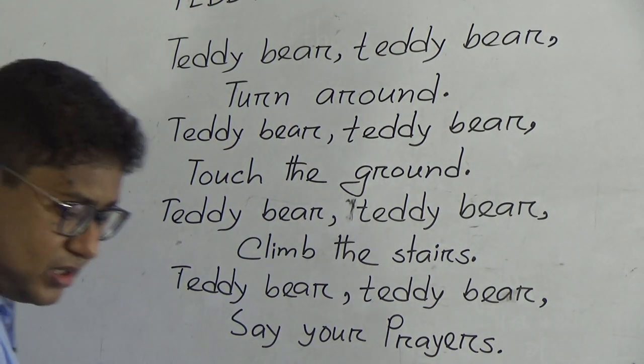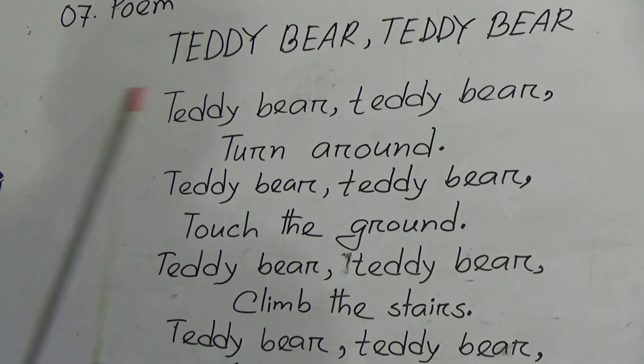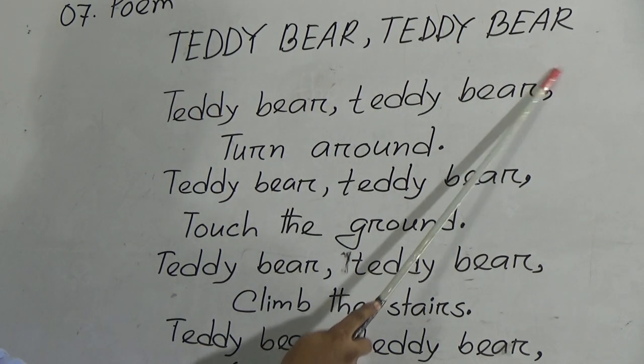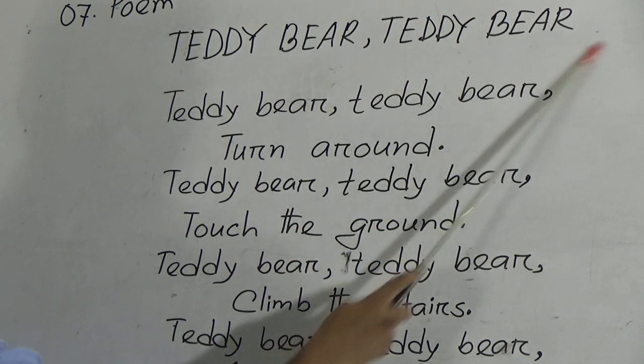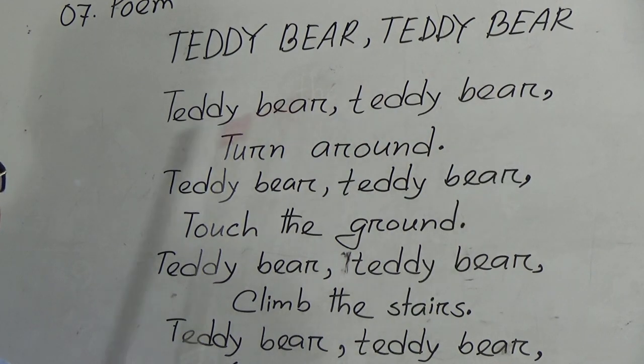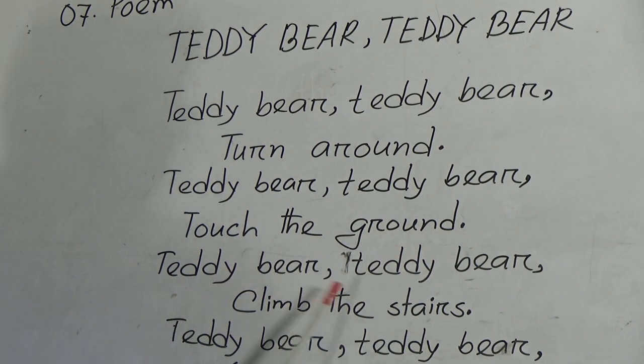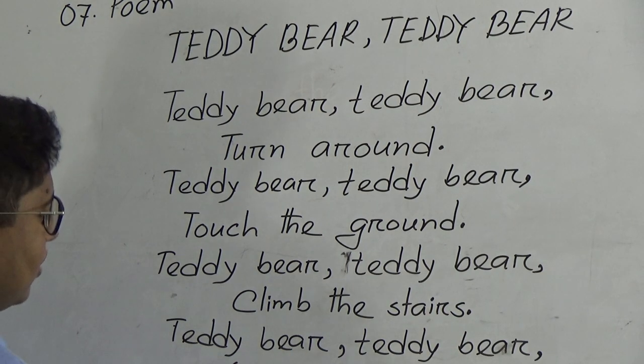So, this is our poem, my dear students. Let me read again. The name of the poem is Teddy Bear, Teddy Bear. As this is the title of the poem, all the letters will be capital. Again, teddy bear, comma, turn around, full stop. Teddy bear, comma, touch the ground, full stop. Teddy bear, comma, climb the stairs. Teddy bear, say your prayers. P will be capital. We will learn only the 8 lines.